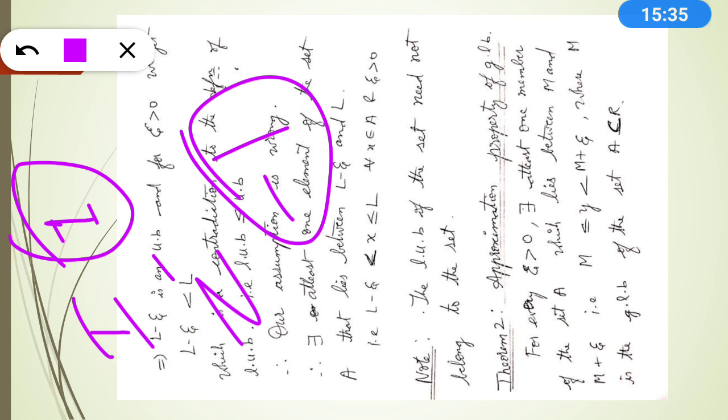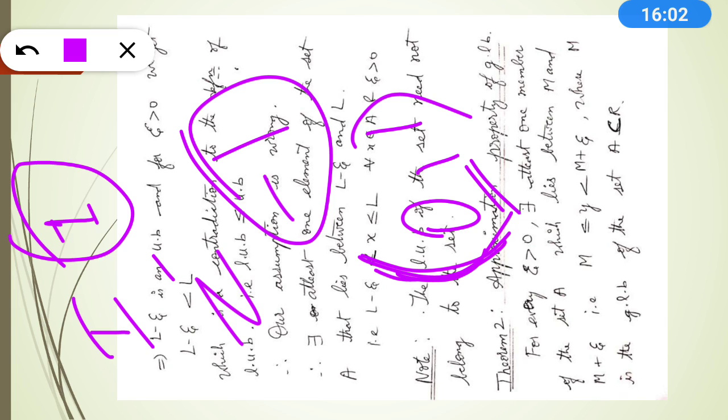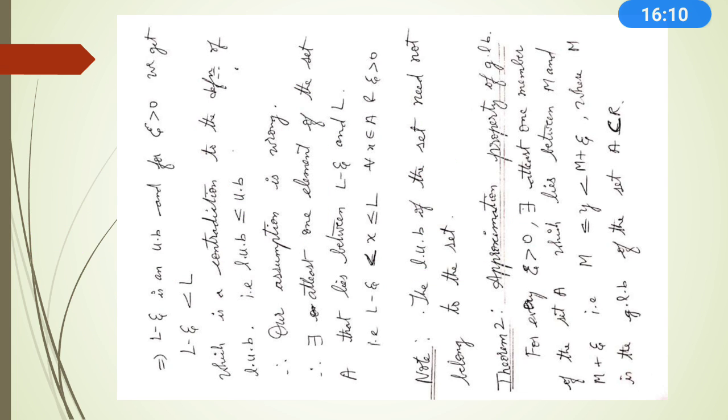Okay, but for the interval (0, 1), what is the lower bound? The lower bound will be 0, but it does not belong to the set since it is an open interval. Again, the upper bound is 1, but it does not belong to the set since it is an open interval. Okay, therefore it is possible that the least upper bound of the set need not belong to the set.